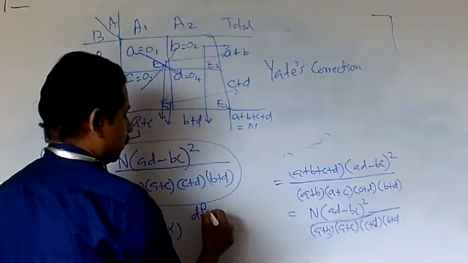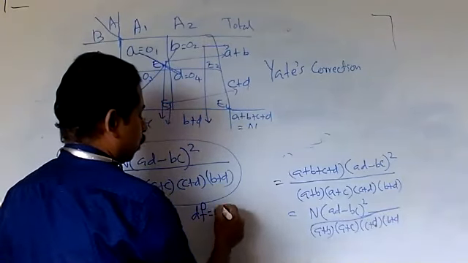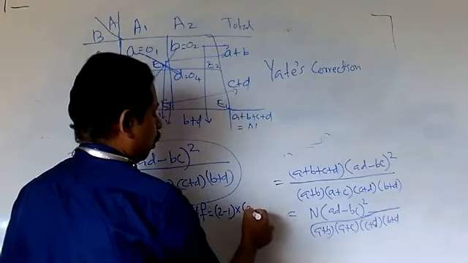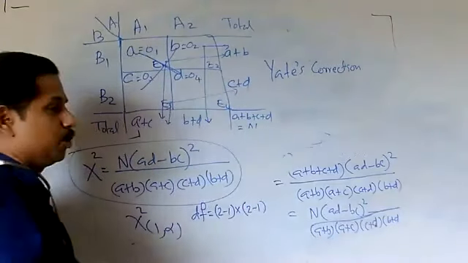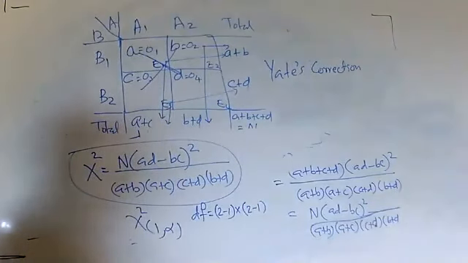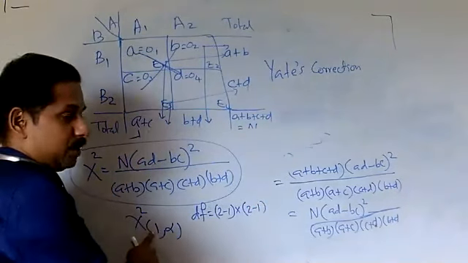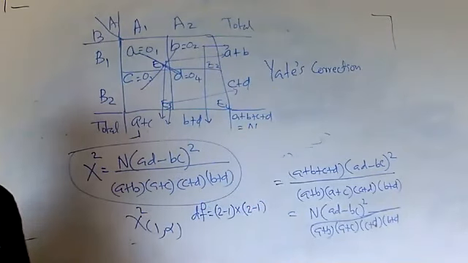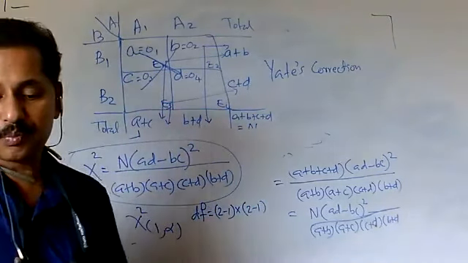How do you find the degrees of freedom here? It is row minus 1 into column minus 1. So 2 minus 1 into 2 minus 1, is 1 into 1, that is 1. So using the table value, you will get the result.